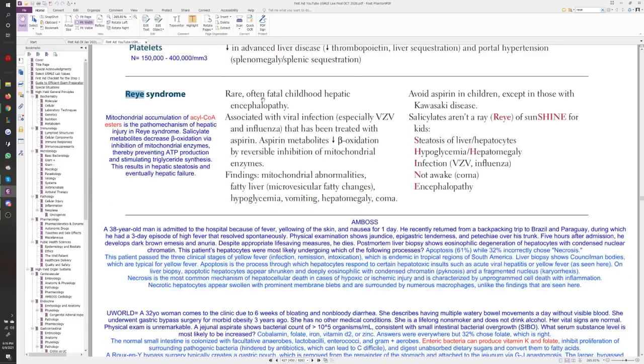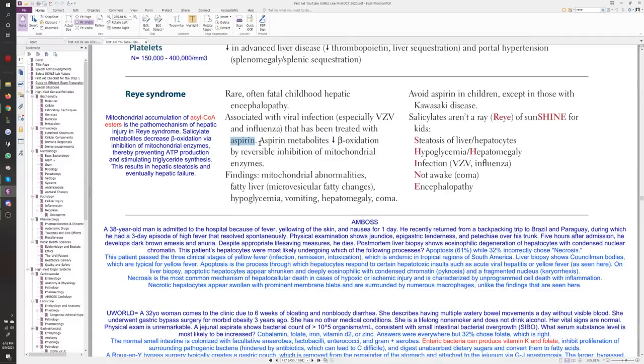So Reye syndrome is a rare, often fatal childhood hepatic encephalopathy. It's a hepatic encephalopathy, which we've seen presents with asterixis, hyperammonemia, stuff like that, associated with viral infection that has been treated with aspirin. Very common. Everyone has aspirin in their house. It's a very common medication that you can just buy over the counter. Sometimes what happens is moms and dads who weren't told by their pediatrician to never give aspirin to the child, their child may end up having some kind of viral issue, and the child is sick, and they'll just give the child aspirin because they didn't know any better.